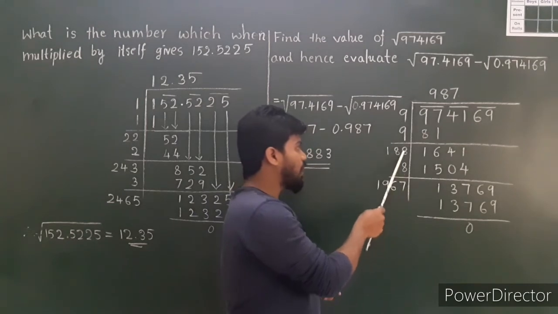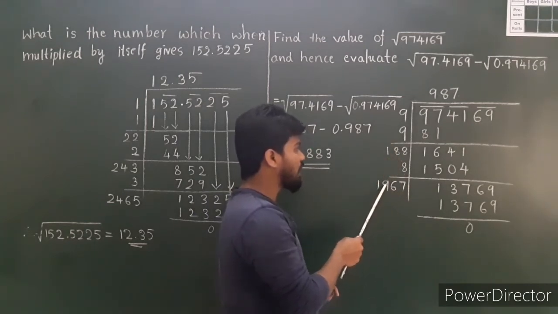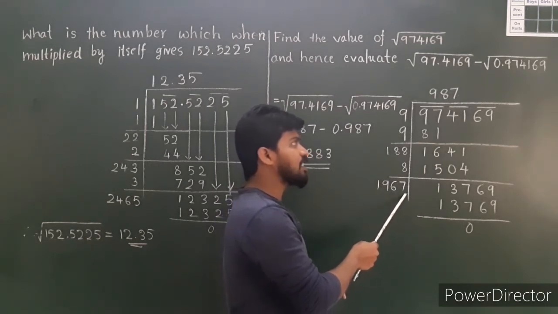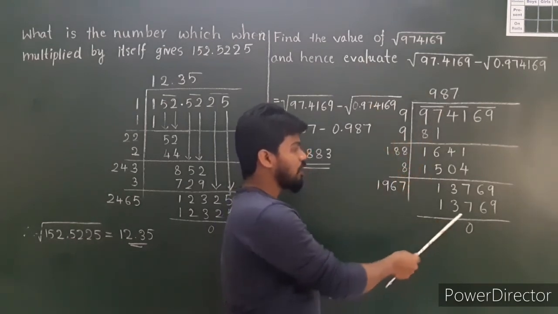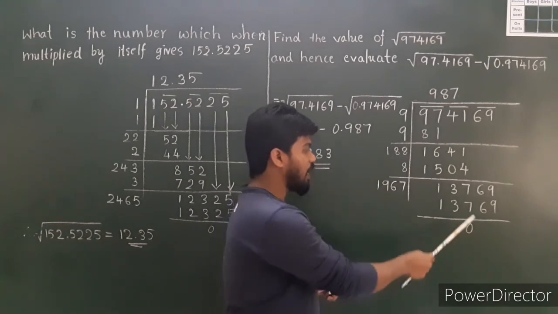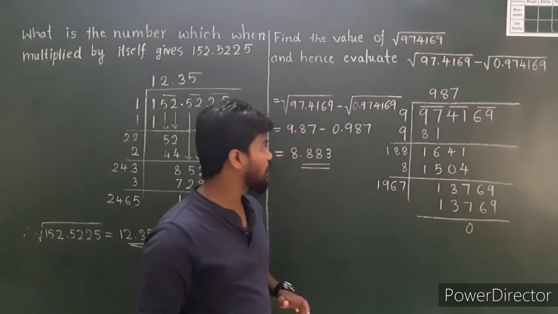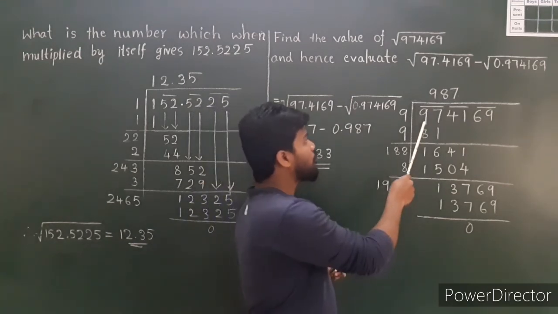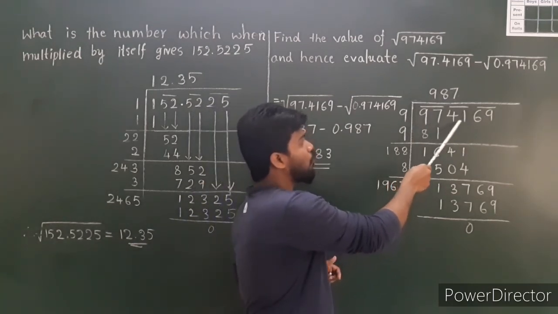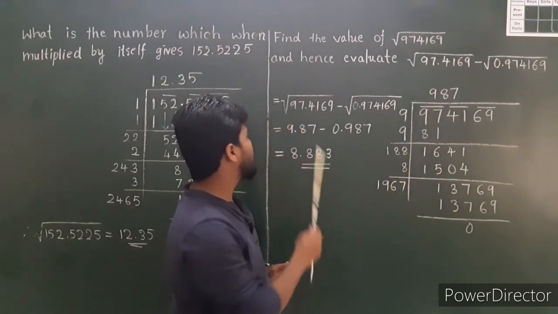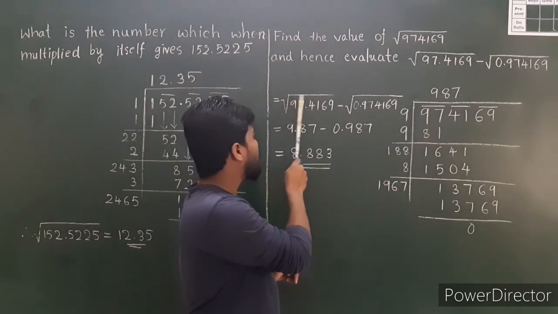So now it is 13,769. Now 8 plus 8, you get 16, 1 carry, so 9 and 1. 1967 into 7, you get 13,769, and the remainder you get 0. So the square root of 974169 is 987.